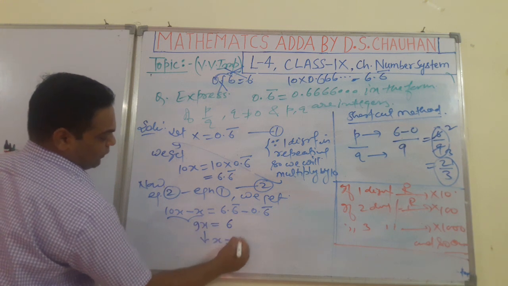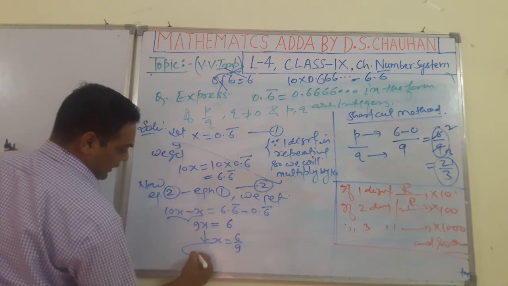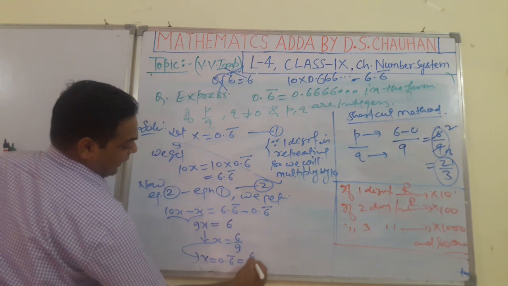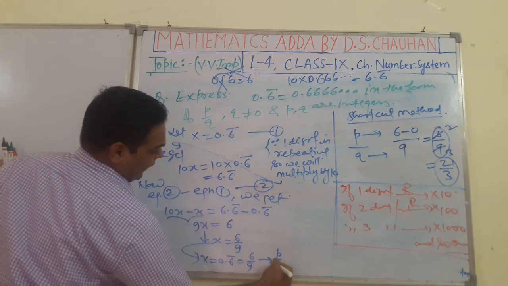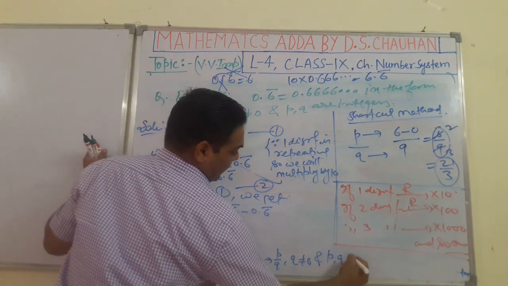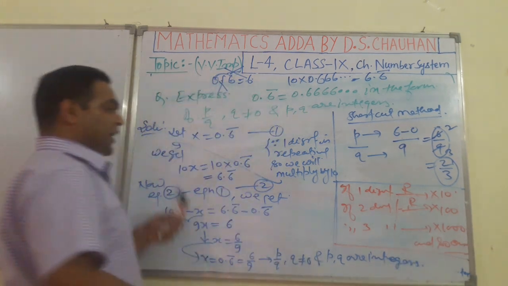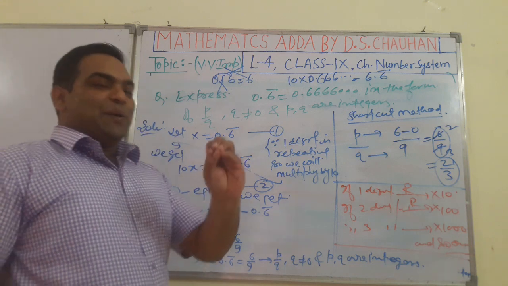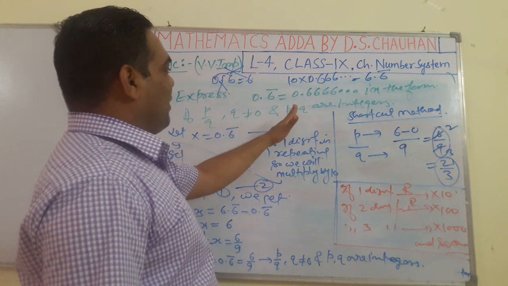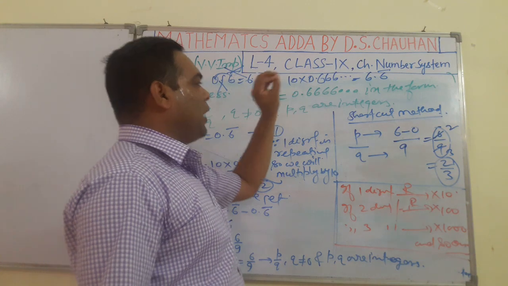From here, students, x equal to 6 upon 9, and you know x is what? X is 0.6 bar, which is 6 by 9, which is of the form p by q, where q is not equal to 0 and p, q are integers. See, students, in this way you have seen how easily we are able to express a number present in the decimal form in terms of p by q, where q is not equal to 0 and p, q are integers.